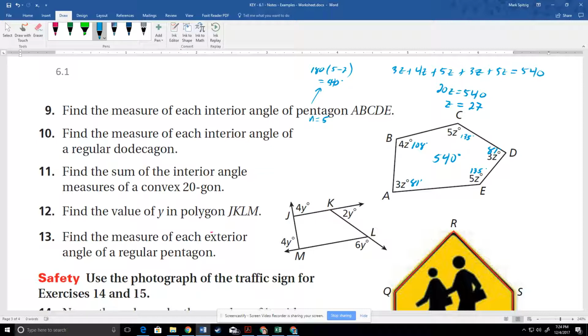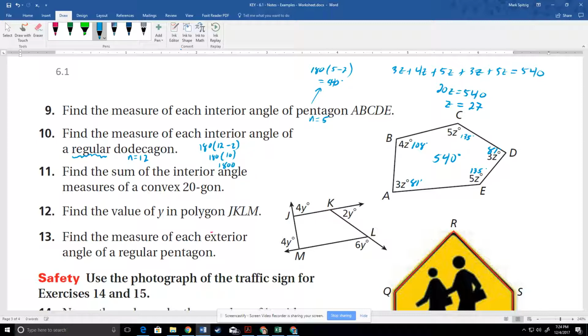Okay, so now we have: find the measure of each interior angle of a regular dodecagon. Well, we can find each because it's regular. So we know that all the angles are the same. So the first thing we need to do is figure out what all the interior angles of a dodecagon add up to. And dodecagon means n equals 12, right? So we get 180 times 12 minus 2. And so we get 180 times 10, which we know is 1800.